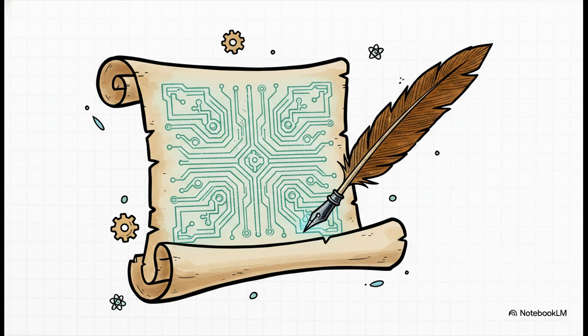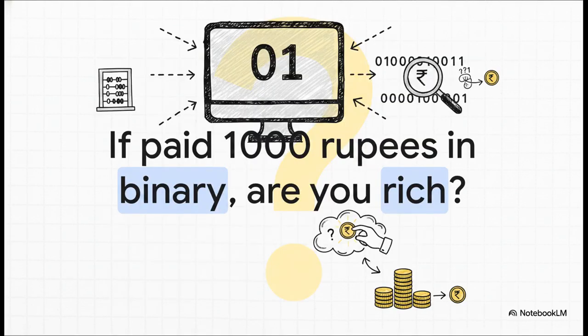How wild is that? So let me leave you with a quick question to test your new skills. If a computer offers you 1,000 rupees, but it's paying you in binary, are you rich? Think about it. 1000 in binary is actually just the number 8 in our normal decimal system. So yeah, maybe don't go on a shopping spree just yet.